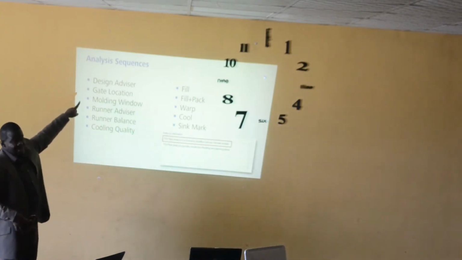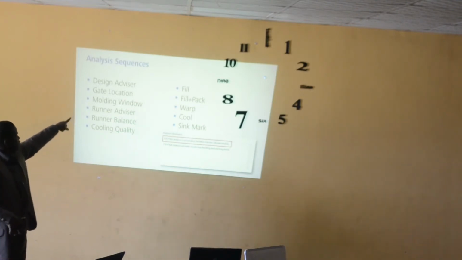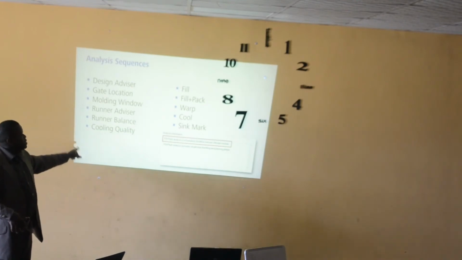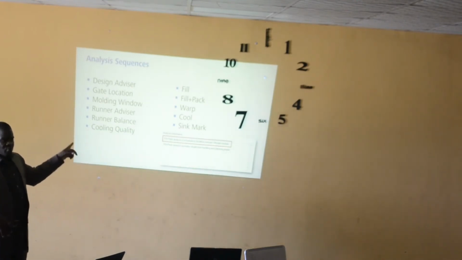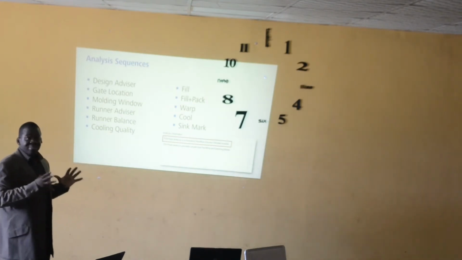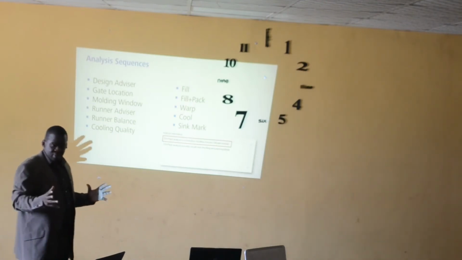So the design advisor is there. Gate location, molding window, gate advisor, runner balance, cooling quality, fill plus pack, warp, cool, sink marks, and these are basic attributes and functionalities that this software is going to be doing. Okay?